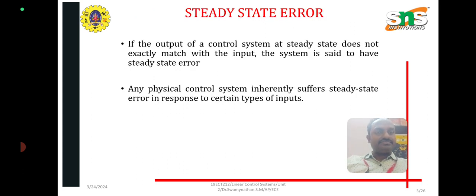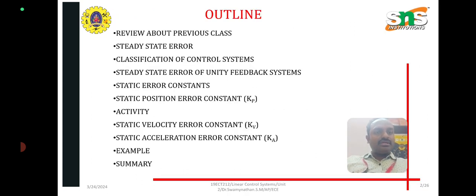Next, the classification of control systems. Next, the steady state error of unity feedback systems. The steady state error constants at the position level, velocity level, and acceleration level: Kp, Kv, Ka. P stands for position, V stands for velocity, and A stands for acceleration. Following with an example, we close.